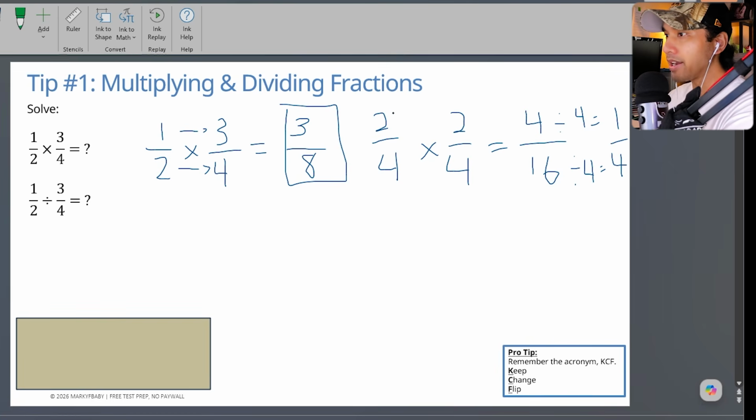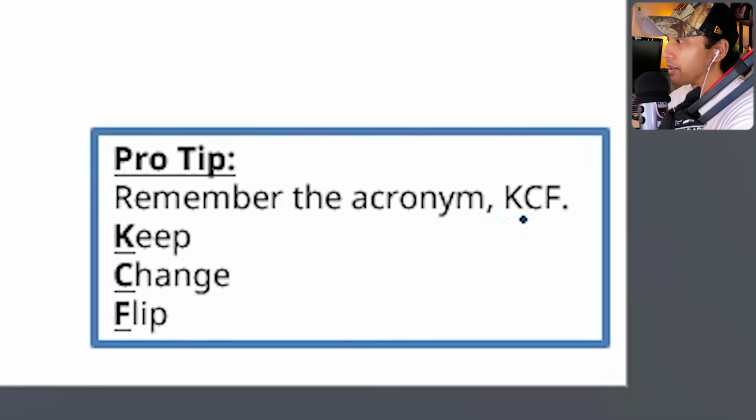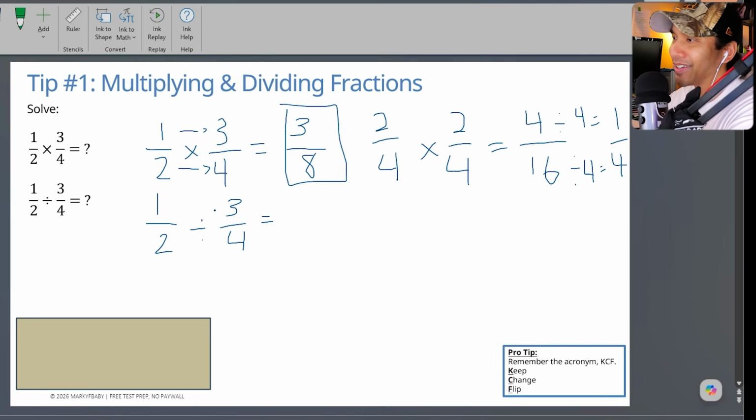There you go. For dividing fractions, it's simple too. We just have to do one extra step. Let's do 1/2 divided by 3/4. Same setup. But what we must do is keep the first term, change the second term, and flip it. The acronym is at the bottom here, KCF: keep, change, flip. But you don't need to know all that. All you need to know is to flip this. That's it.